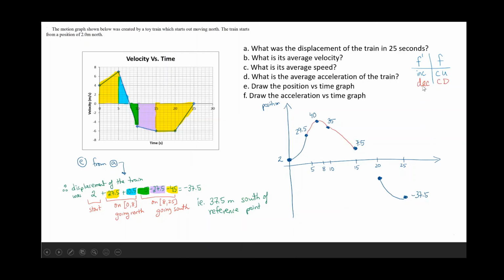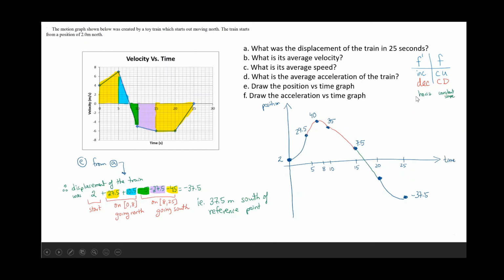Next, if the velocity graph is decreasing, then the position graph will be concave down. So we have falling slopes here, right? Or falling graph. So decreasing here and decreasing here. So both of these regions will be concave down.